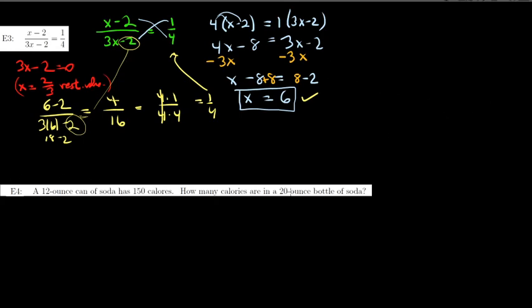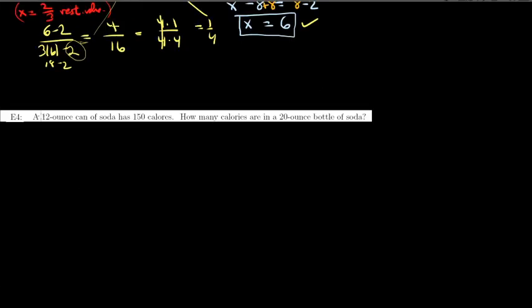Okay, let's do another one. So we have a 12-ounce can of soda, has 150 calories. The question is, how many calories are in a 20-ounce bottle of soda? So, okay, we have 12 ounces. That's a standard aluminum can of soda, right? And this happens to have 150 calories. Now we want to know how many calories are in a 20-ounce bottle. So if we have 20 ounces, the question is how many calories?